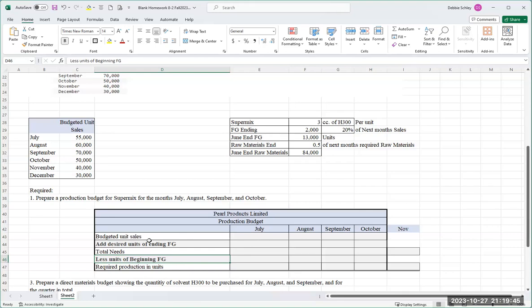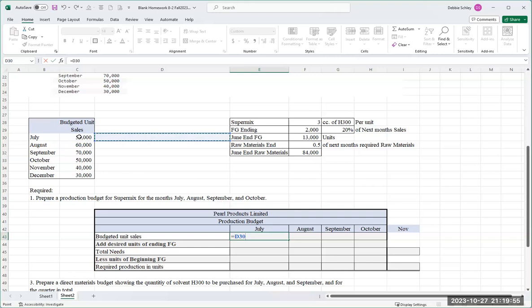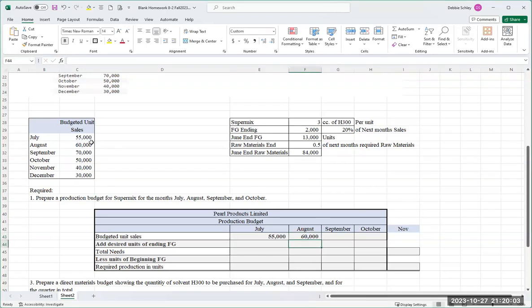Okay, so my budgeted unit sales, oh good, that's something they gave me. So I have July, and August, and September, and October, and November. Okay.